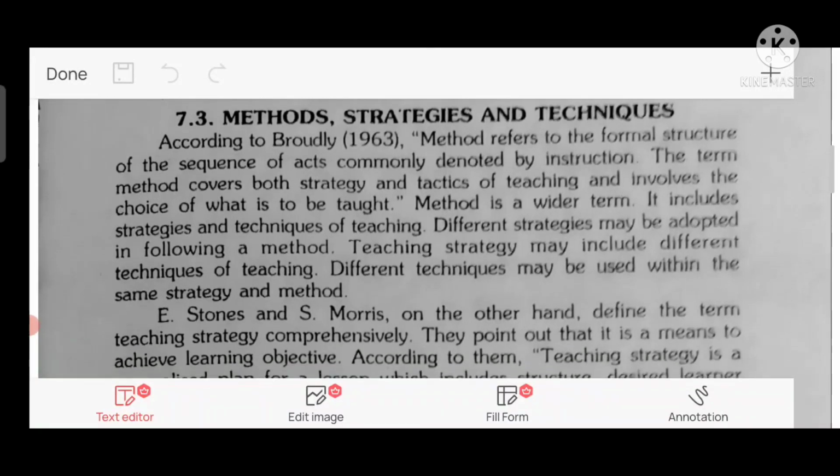Method is a wider term. It includes strategies and techniques of teaching. Different strategies may be adopted in following a method. Teaching strategy may include different techniques of teaching. Different techniques may be used within the same strategy and method.